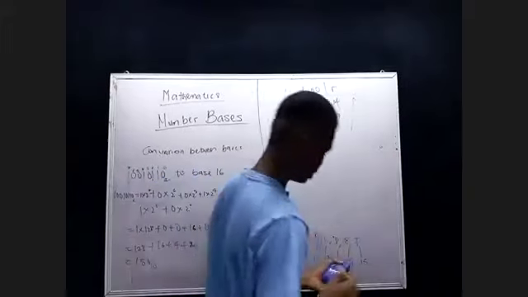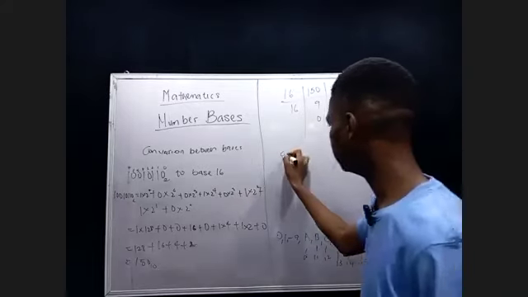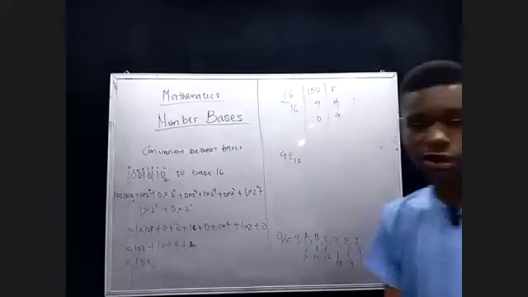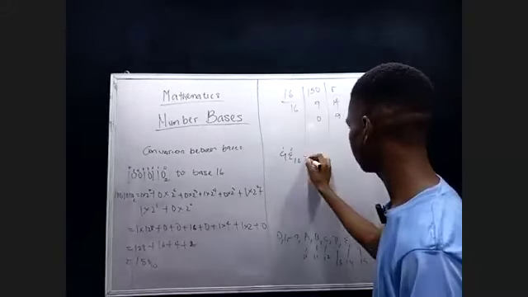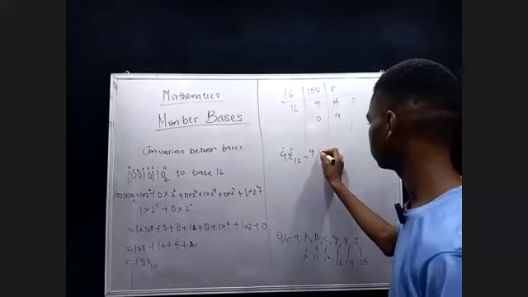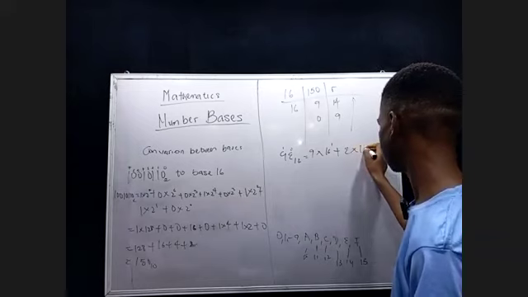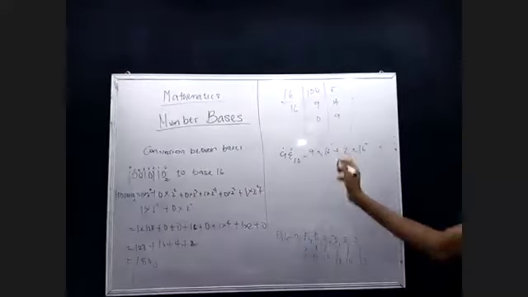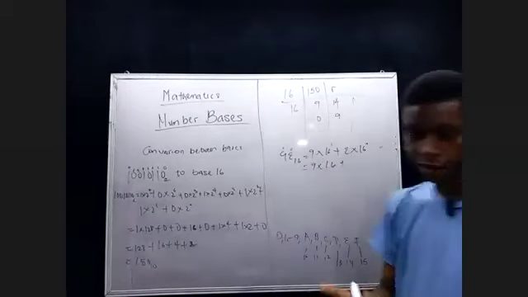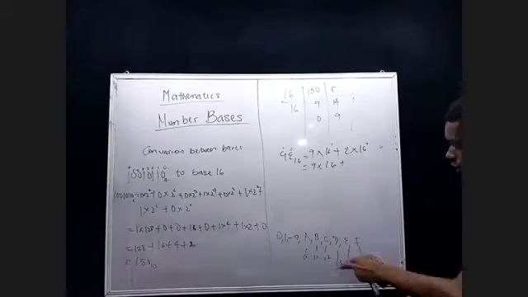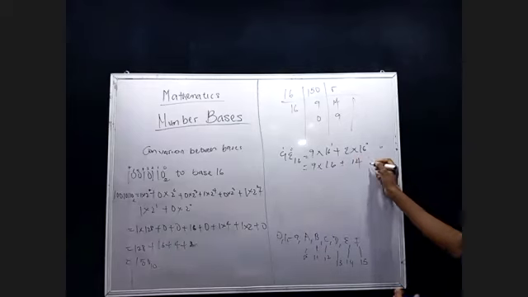I have 9E base 16. The first thing I do is take the index of the digits, which is 0 and 1. Then I can say 9 times 16 raised to the power of 1 plus E times 16 raised to the power of 0. So here I can say 9 times 16 plus, like I said, E represents 14. So I'm going to write 14 times anything raised to the power of 0 is 1. So I have 14 times 1.